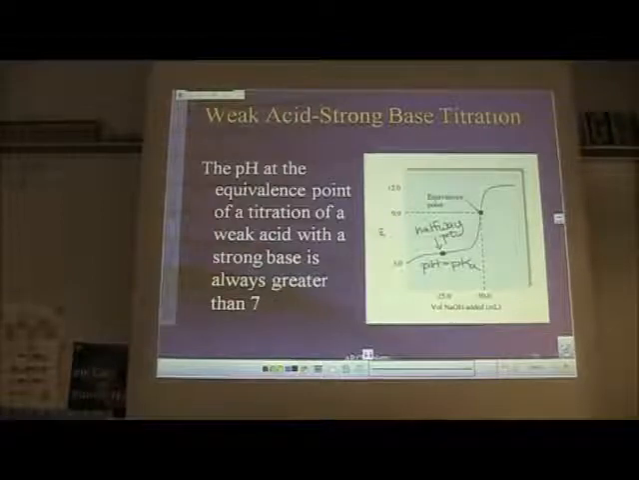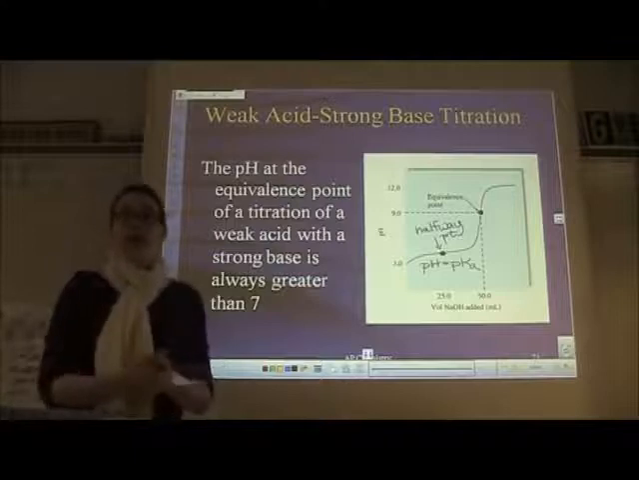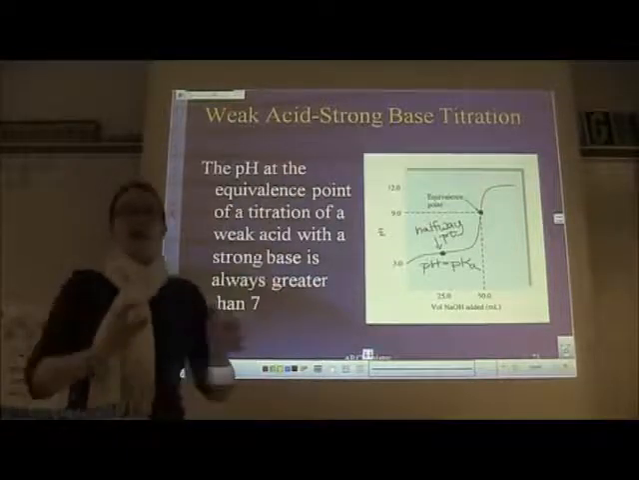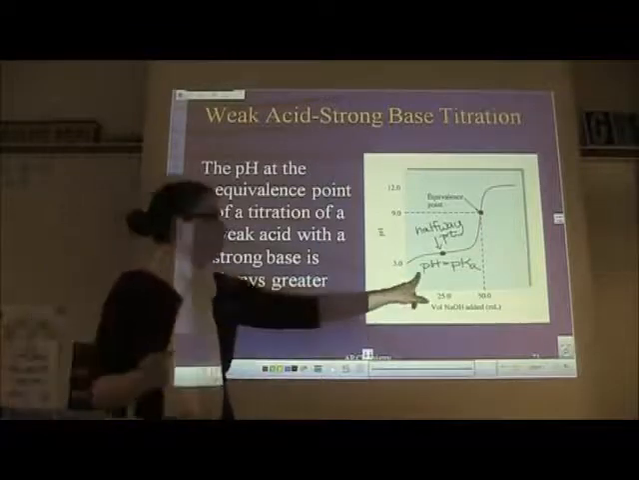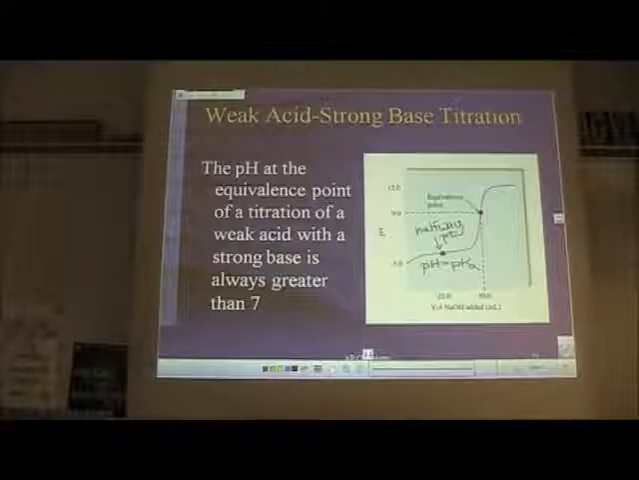All right? If they tell you you're at the halfway point and you're given a Ka value, you could, if you wanted to, write out the reaction, do an ice table, but you don't have to. If you remember that, you can solve for pH very, very quickly and move on to the next problem. Okay.